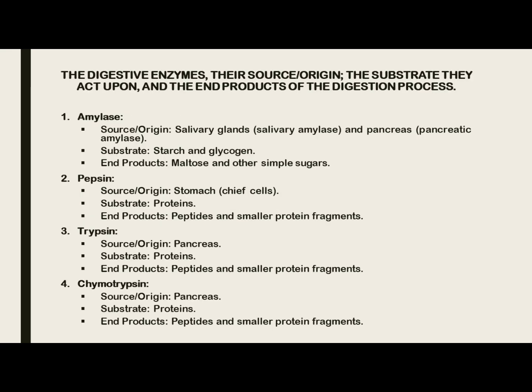The digestive enzymes, their source or origin, the substrate they act upon, and the end products of the digestion process. Amylase, source or origin, salivary glands and pancreas. Substrate, starch and glycogen. End products, maltose and other simple sugars. Pepsin, source or origin, stomach. Substrate, proteins. End products, peptides and smaller protein fragments.